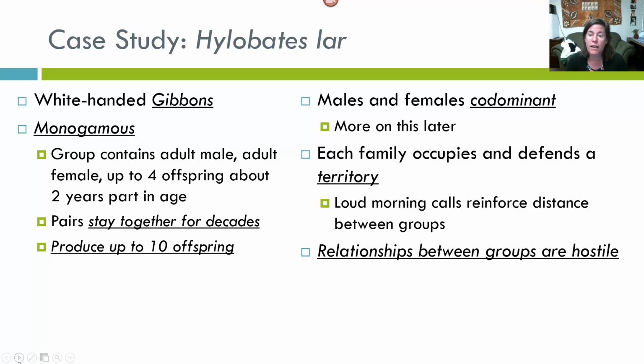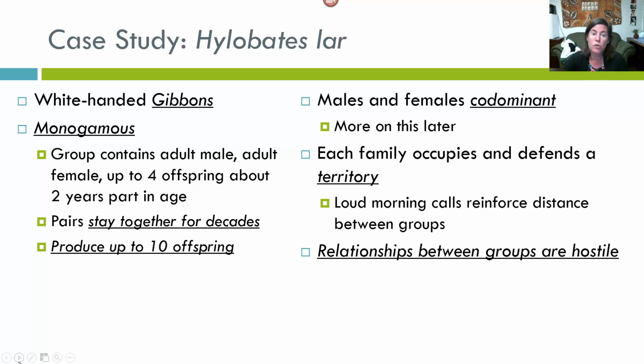The males and females are what we say co-dominant. That is, males and females are equally dominant. These pairs stay together for long periods of time. They are known to stay together for decades. They produce as many as 10 offspring together. Each family occupies and defends its own territory, and they use loud morning calls to reinforce distance between groups.